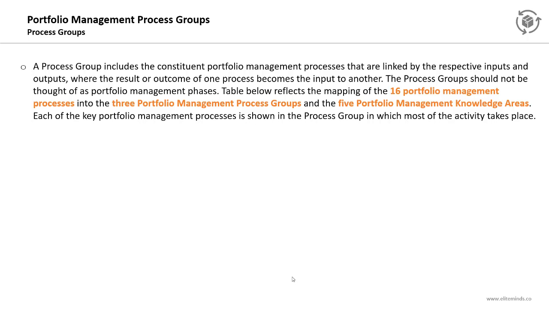A process group includes the portfolio management processes that are linked by their respective inputs and outputs, where the result or outcome of one process becomes the input to another process. So the 16 portfolio management processes are categorized into three process groups. Usually those that fall into one process group are linked together with their inputs and outputs. The process groups should not be thought of as portfolio management phases.